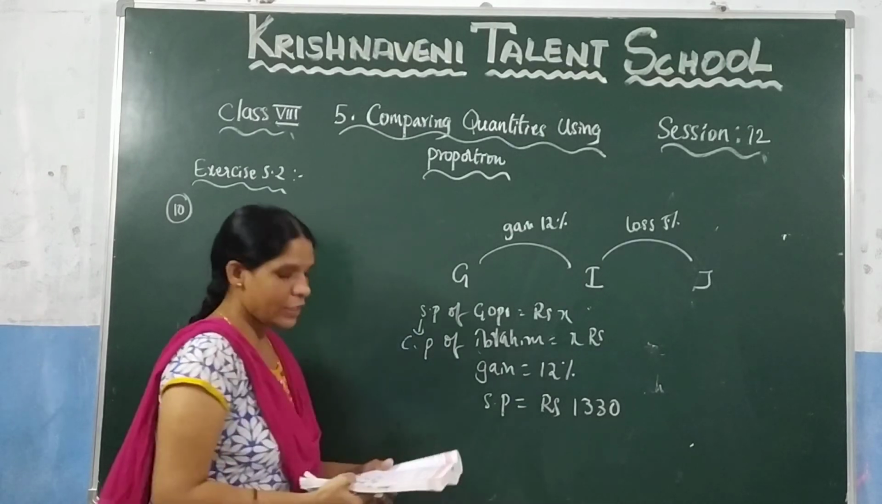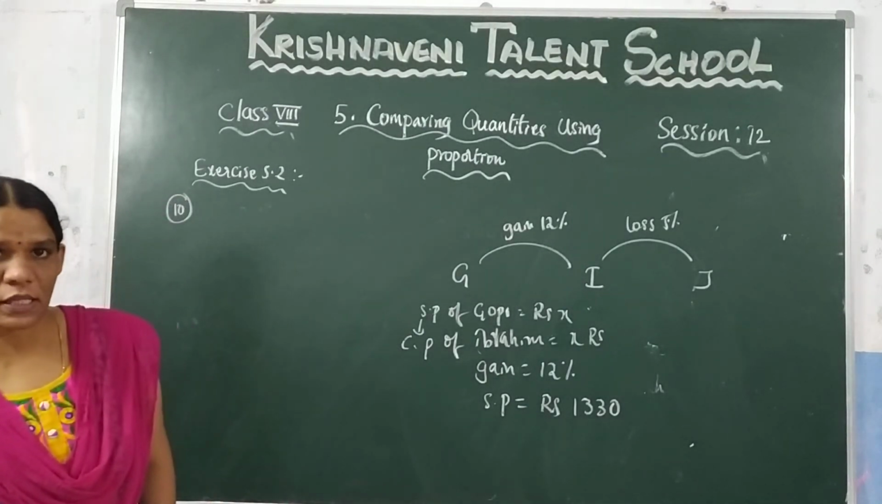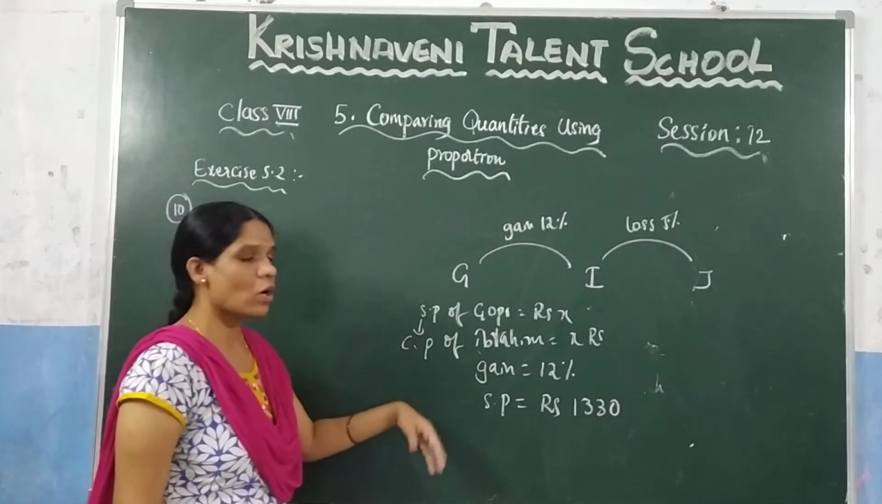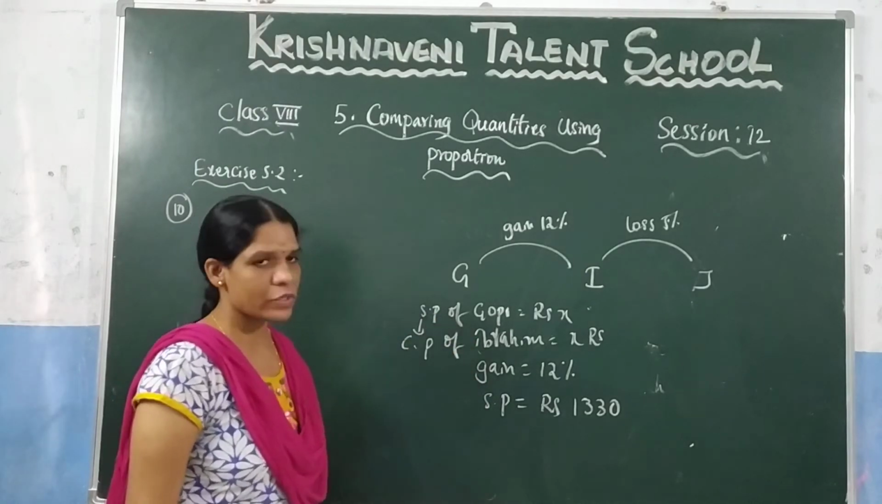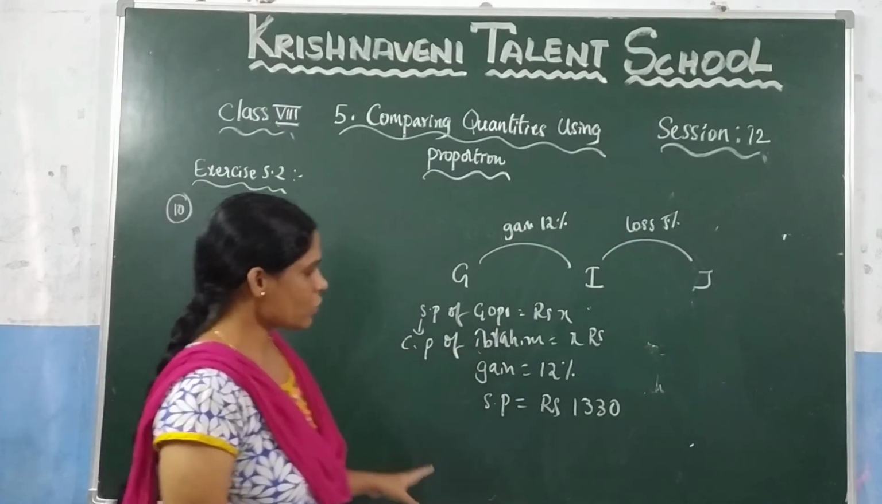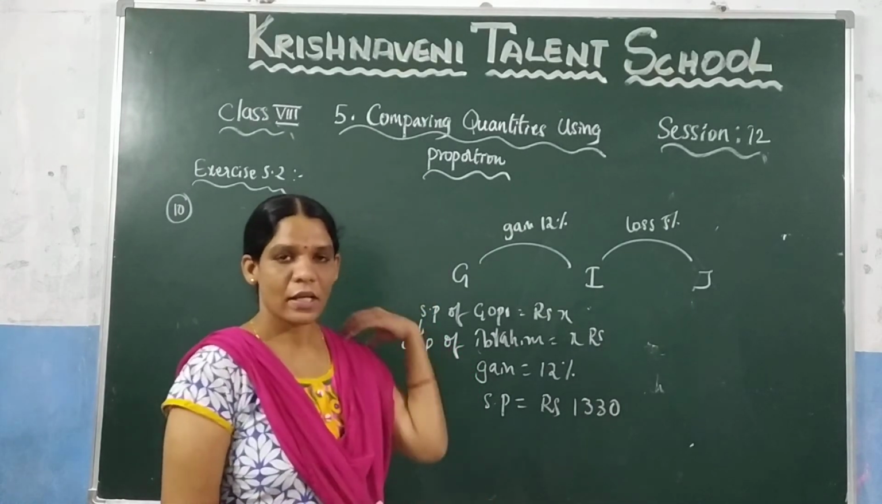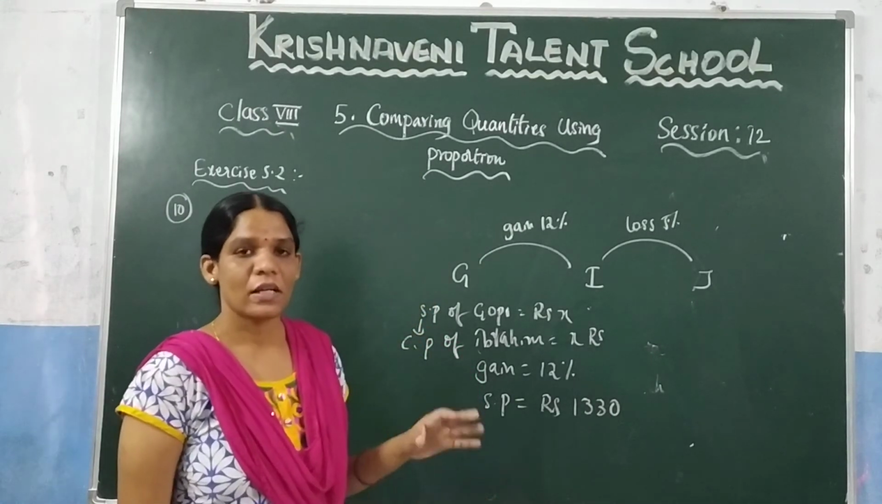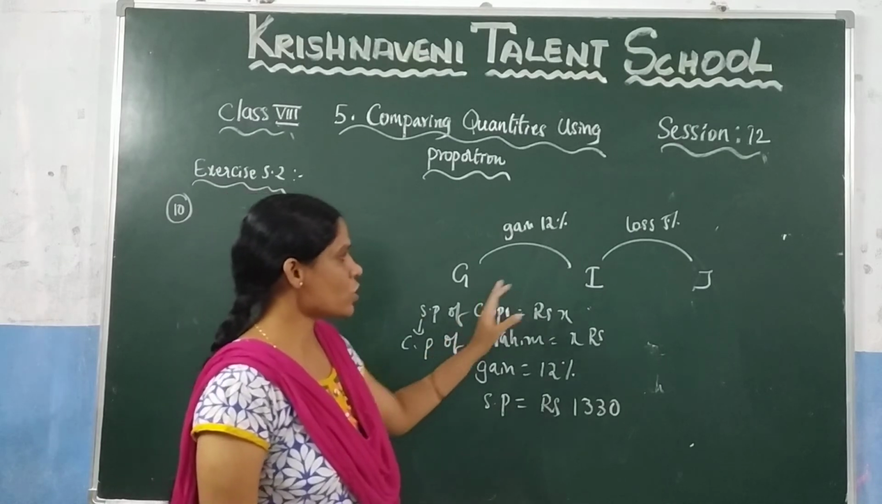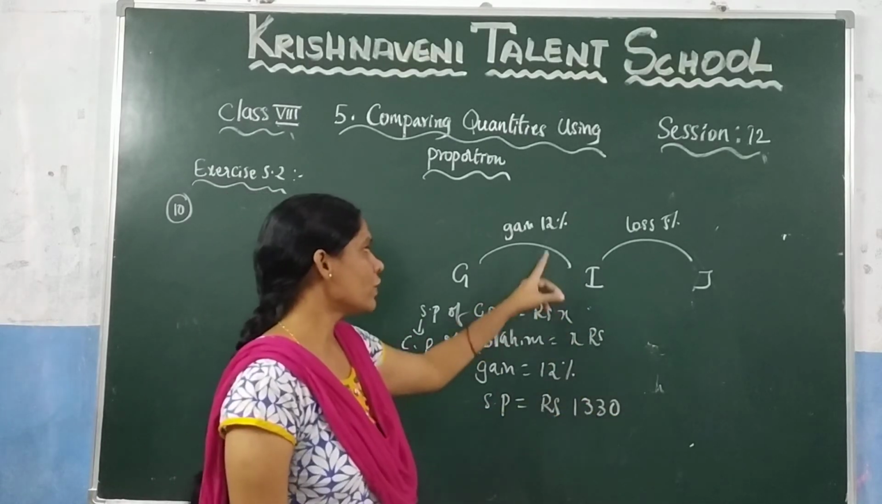Right? Now you need to calculate, based on this, the cost price of Ibrahim, or you can calculate the selling price of Ibrahim. So you just need to check which information we already know so that you can calculate. Again, what they have given here: Gopi sold a watch to Ibrahim at a gain of 12%.